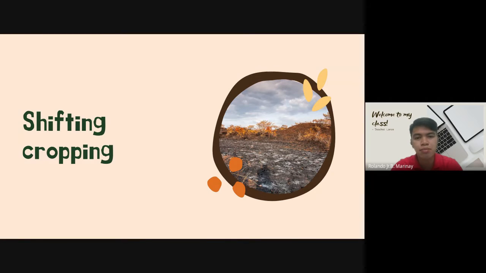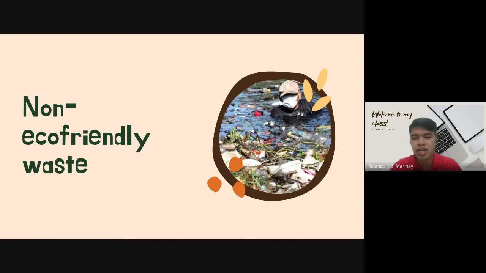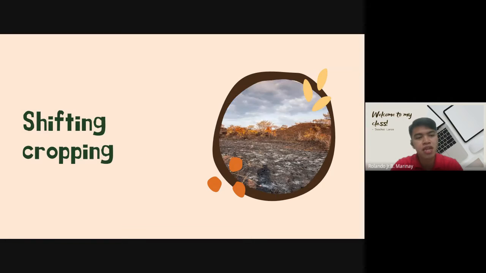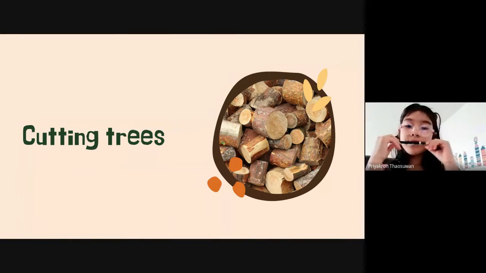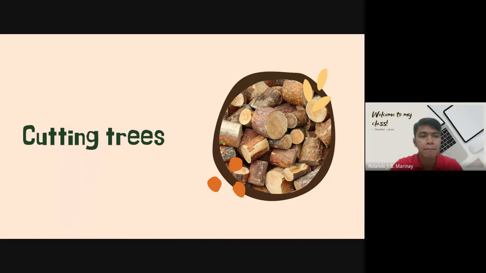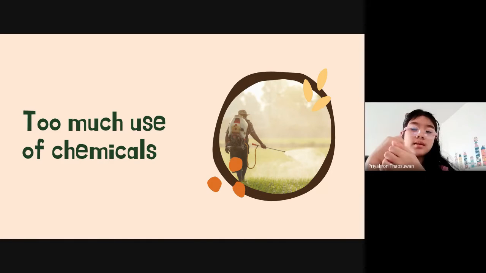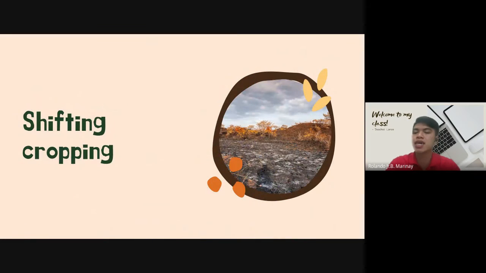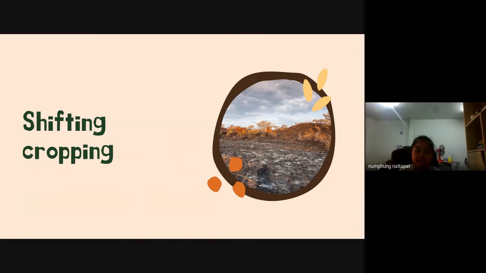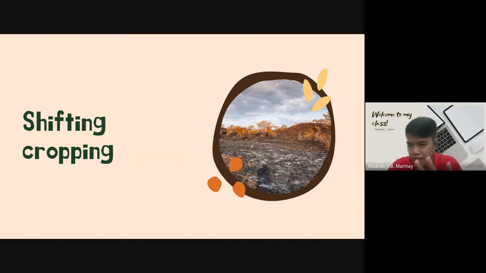Next example of misusing soil is non-eco-friendly waste. What is non-eco-friendly waste? When we put waste on the soil, that will destroy the soil. Okay, let's review. What's number one? Cutting trees. Very good. What about number two? Too much use of chemicals. Very good. Number three? Shifting cropping. Okay, so we have three already.